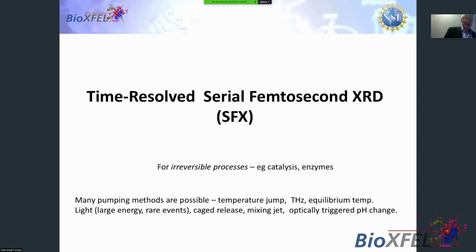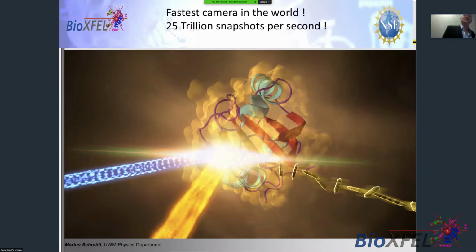Okay, let's move on to time-resolved work, and I'll show work that's about a year old now from Marius Schmidt's group. And he says this is the fastest camera in the world. And here's his wonderful photo of that process. Of course, the pulse duration of the LCLS is about, we normally work with about 40 femtoseconds. And if you work that out, it's equivalent to having a camera shutter of 25 trillion snapshots per second. So these are very fast movies in that sense.